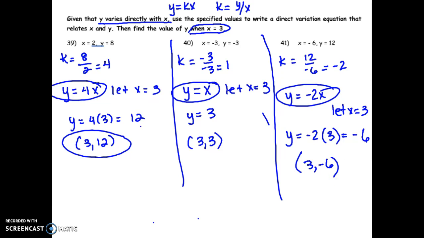Okay, all right, so that's it for now, and you can look at the key to try number 42, 43, and 44.